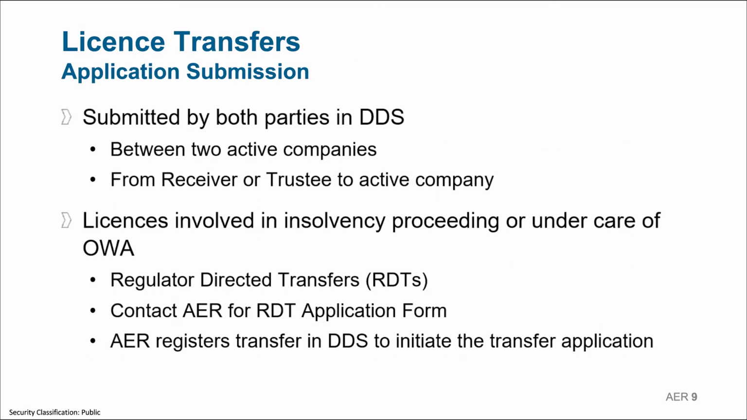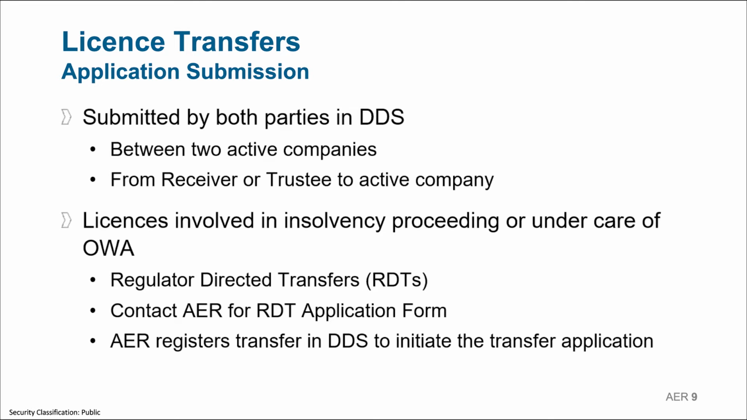Both parties must submit declaration statements in DDS regarding the application. The parties to the application could be two active companies or an active company with a receiver or trustee. A regulator-directed transfer must be initiated in instances where the licenses are held by an insolvent company and/or under the care of the Orphan Well Association.